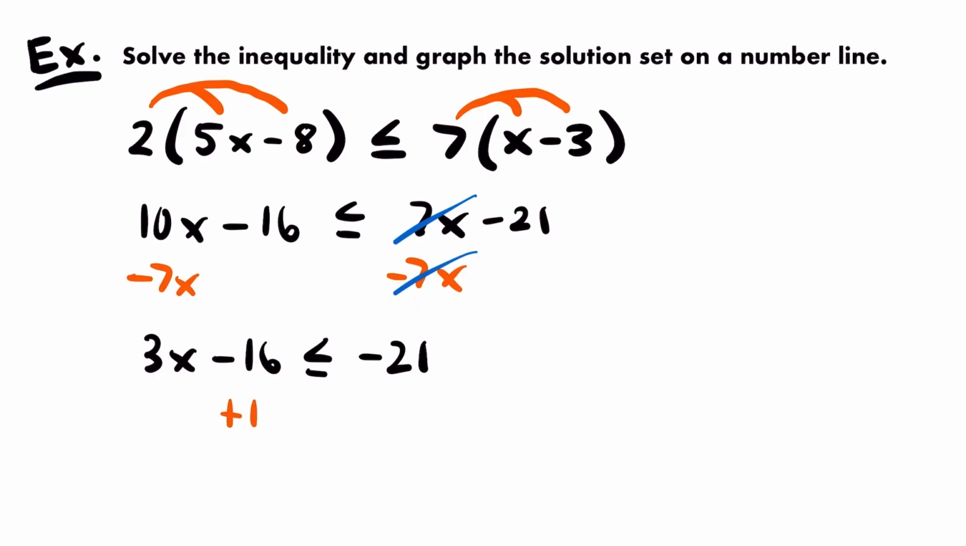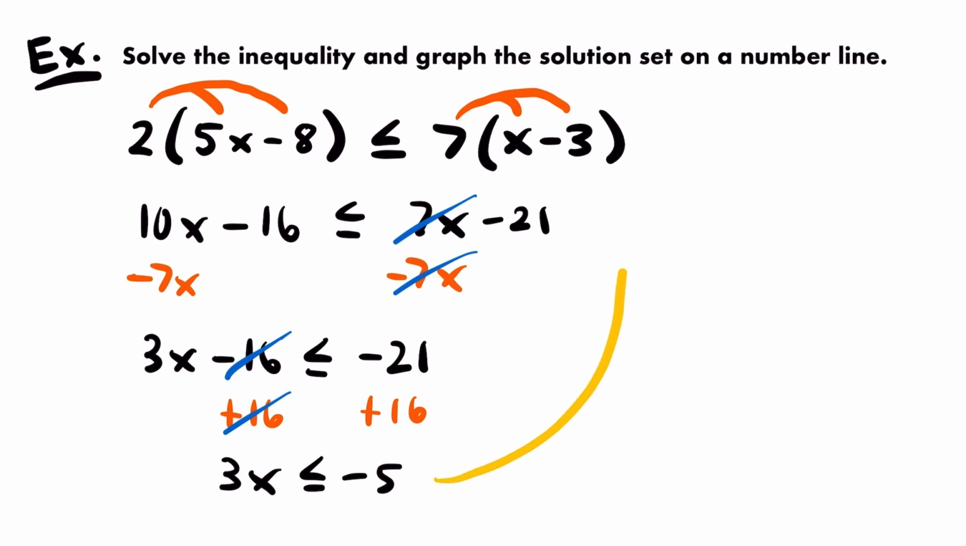So we will add 16 to both sides of the inequality. Negative 16 plus 16 is 0, so those cancel out, just leaving us with 3x is less than or equal to negative 21 plus 16, which is negative 5. All right, and so then continuing our work over here, our next step will be our last one.